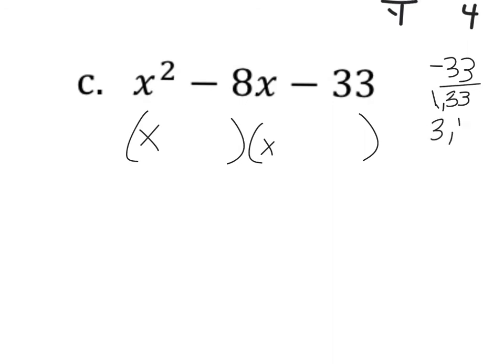3 and 11, whose difference is 8. We have to figure out which one would need to be negative to give us negative 8, so it would be negative 11. So we just do negative 11 and positive 3, and we're done there.